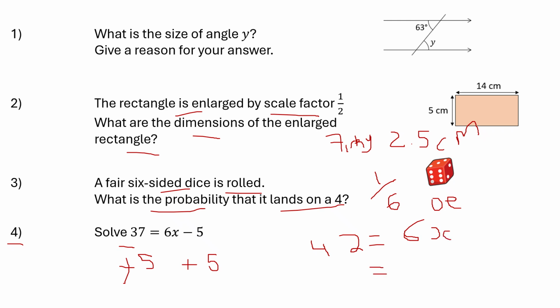So 42 divided by 6 is 7. So 7 is equal to x. 6x divided by 6, they just cancel. So 7 equals x. Better yet, write it from left to right: x is equal to 7.